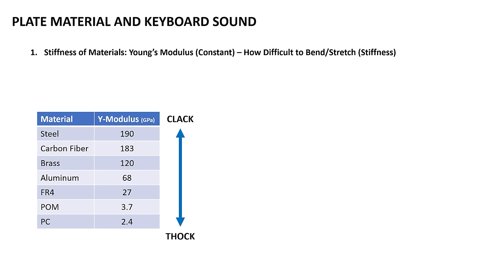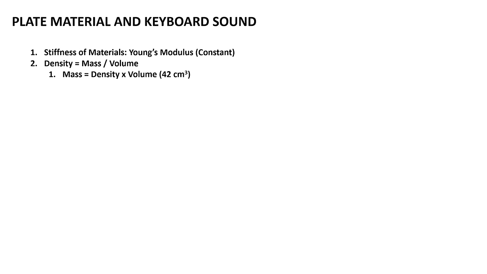Remember, sound is determined by both stiffness and the mass. So what happens if you look just at the mass? Remember the volume measurement we did of that plate, 42 cubic centimeters? Well, if you have the volume and the density of the material, you can actually easily find its mass. The equation is mass equals density times volume.